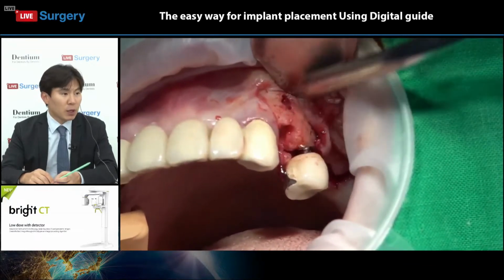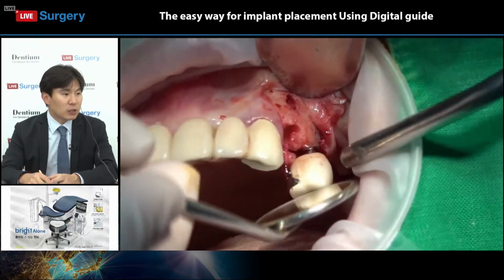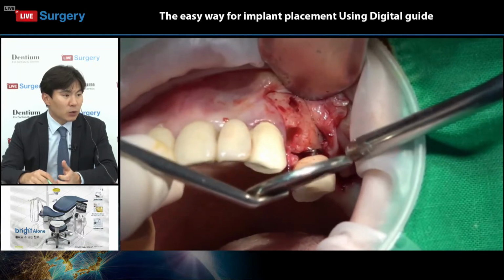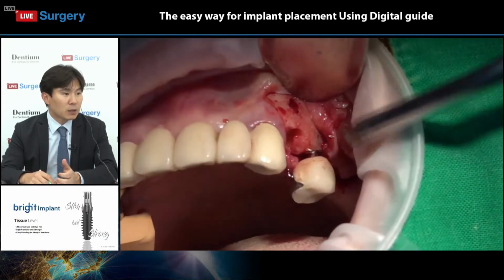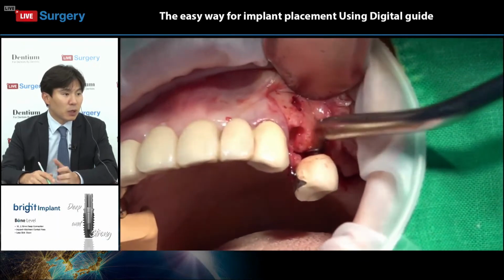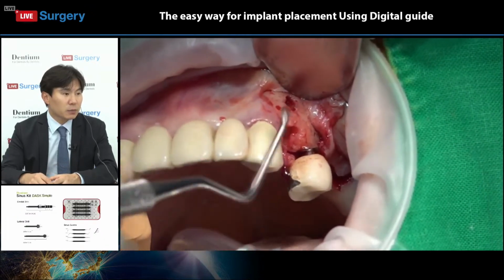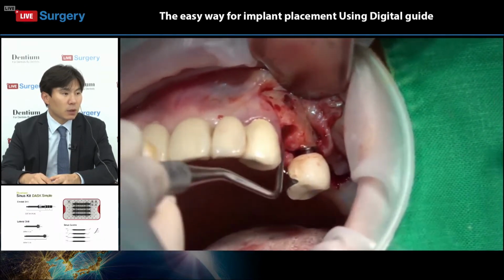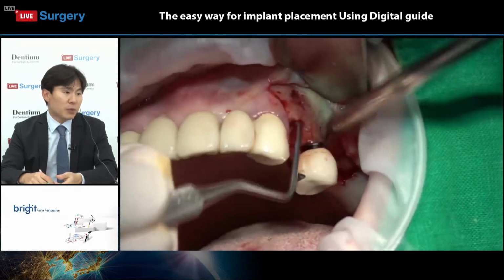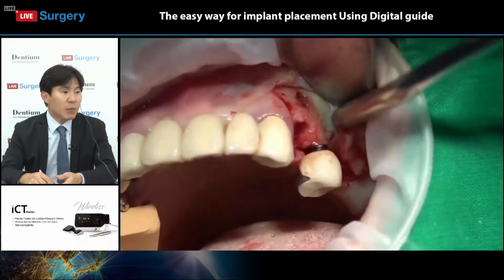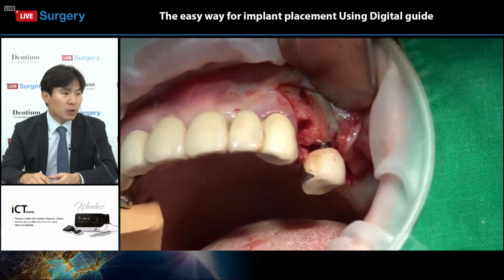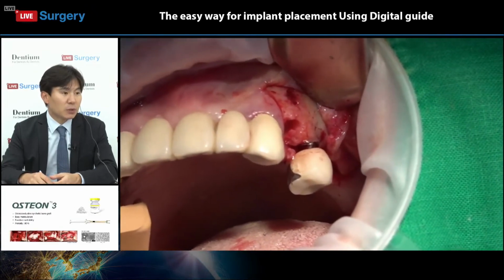And we remember that this tooth is periodontally, also endodontically compromised. So it's very important to remove the granular tissue completely. Incomplete degranulation sometimes causes a peri-apical lesion after implant placement.